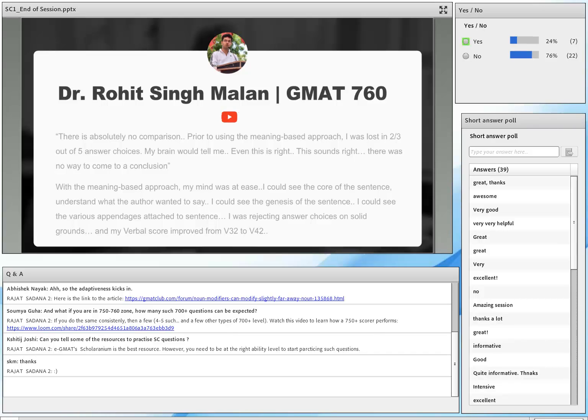But then when it came to the GMAT, he was actually stuck at a V32. Why? Because he was approaching GMAT sentence correction through grammar. And what would happen is, as he would see difficult questions, he would get confused because his brain would tell him, hey, many options sound correct, which is what would typically happen when you get to those 700 level questions.